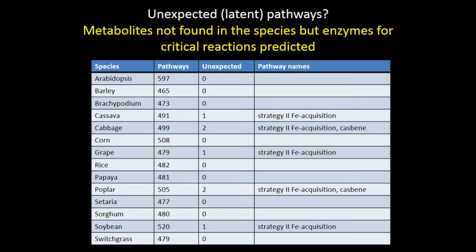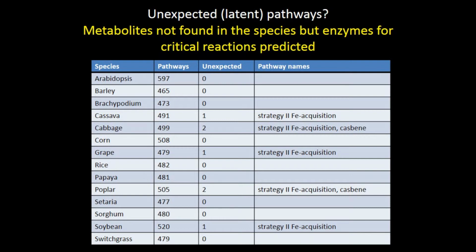The other pathway we found that was unexpected was the casbene pathway. Casbene is a diterpenoid compound that's an antifungal agent, and it's thought to occur only in castor beans. But we found the enzymes for the reaction that makes this compound in cabbage and poplar. So further work is required, of course, to see if these pathways really do exist in these unexpected species.